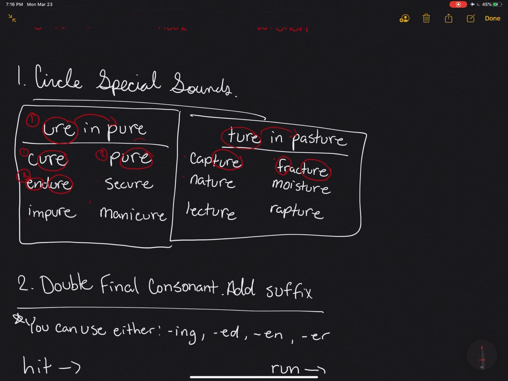We then move to this one. Nature. Like outside is nature with the trees and the birds and the bugs. All of that is nature. And so immediately, right away, we see T-U-R-E. That's nature. Chur as in pasture and in nature. Your job is to figure out the rest of the special sounds.